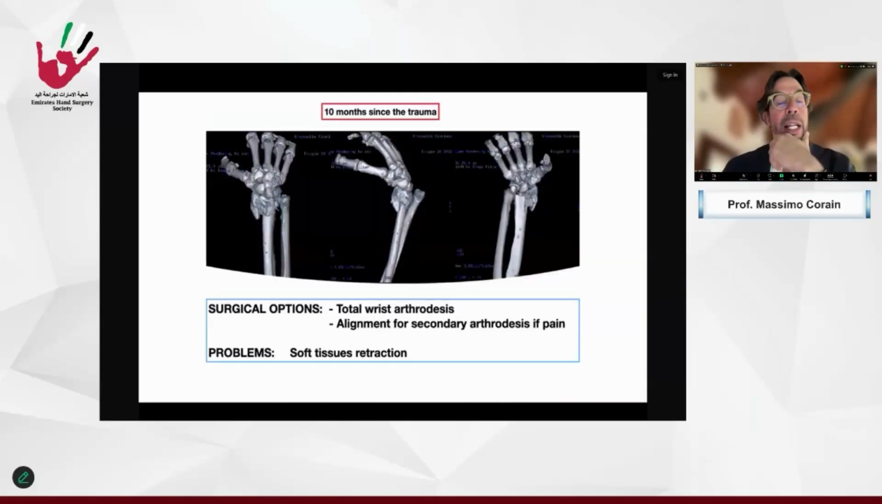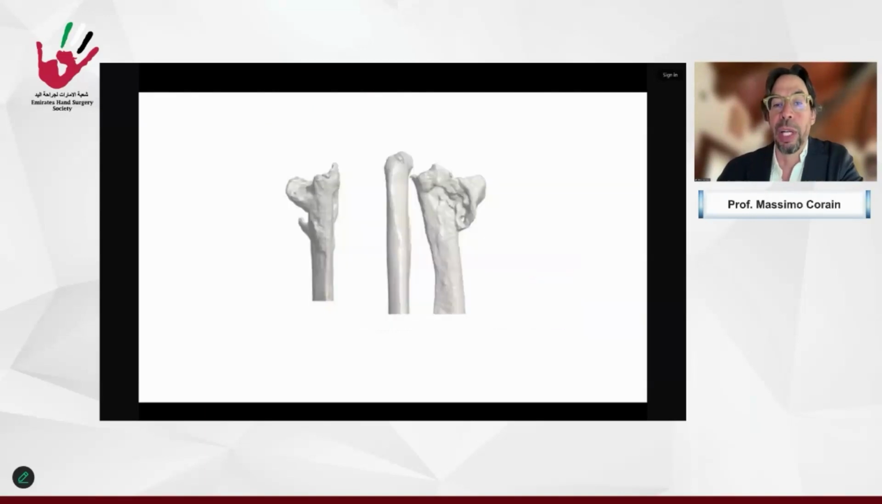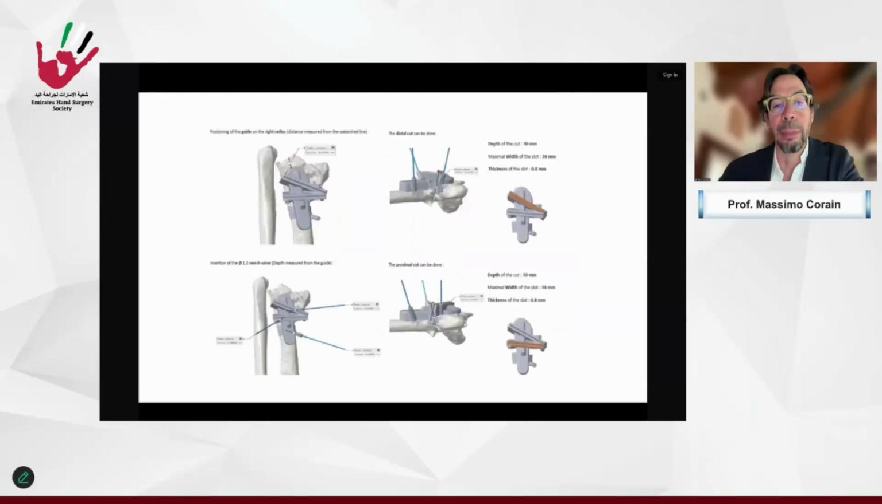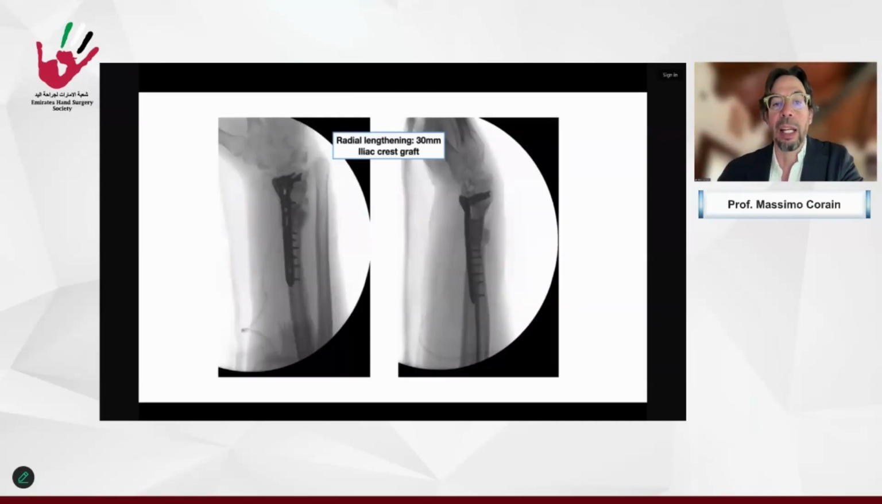So analyzing the CT, the options, in my opinion, were a total wrist arthrodesis or to try to align the radius for a secondary arthrodesis if the patient has pain, considering the soft tissue retraction. So I decided for this second option, to try to realign, and this is the digital planning of this radius, so I can understand in the best way where to perform the osteotomy, how many degrees of inclination of the joint I can reach in this case, and these are the intraoperative steps with a radial lengthening of 30 millimeters and the iliac crest graft.